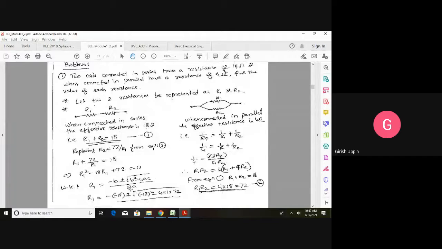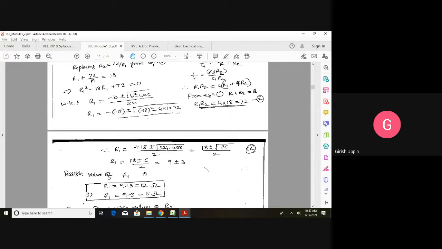We have a simple problem. You can work out this problem. Two coils connected in series have a resistance of 18 ohm, and when connected in parallel, they have a resistance of 4 ohm. So if they are connected like this, that means R1 plus R2 is equal to 18, and when they are connected in parallel, their resistance is 4 ohm. That means 1 by 4 is equal to 1 by R1 plus 1 by R2. Now you have this one equation, and this is the second equation. Two equations and two unknowns. You will get a quadratic equation, and you can solve this particular problem.